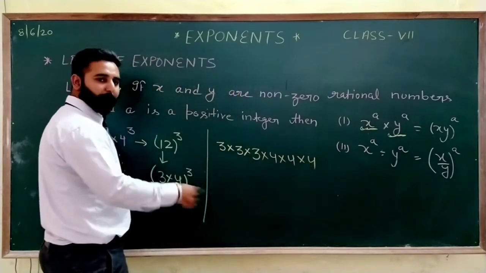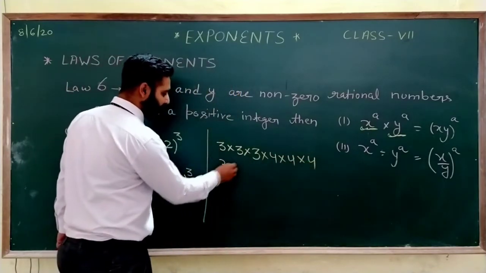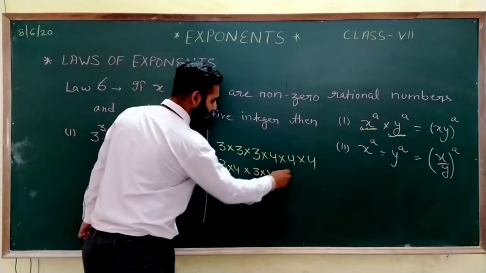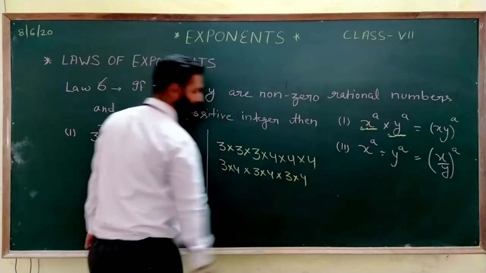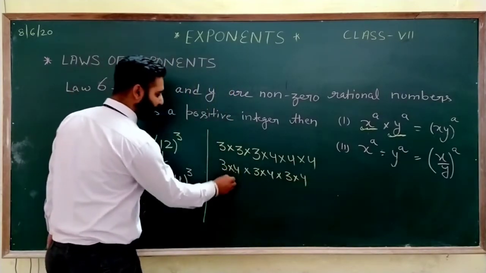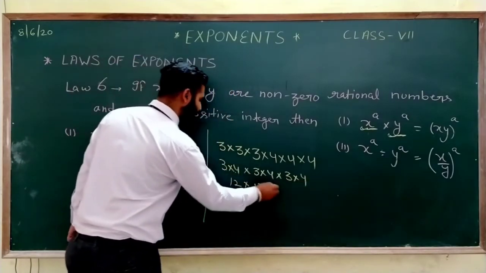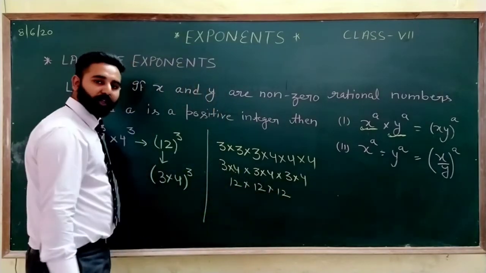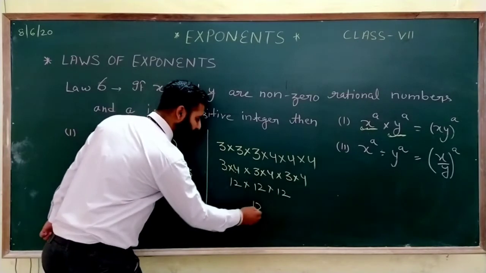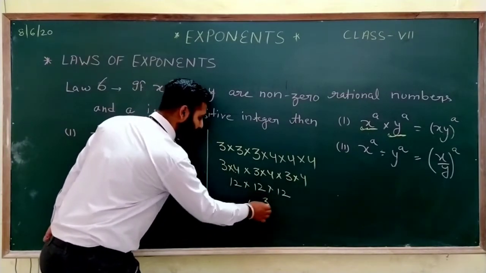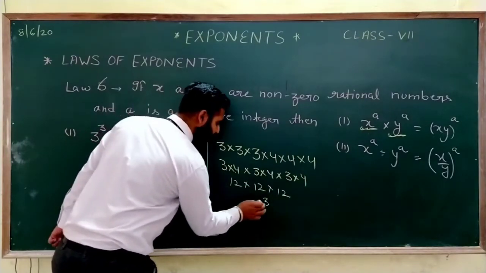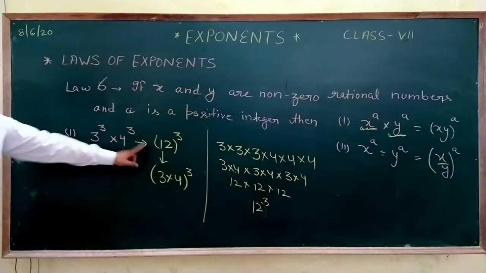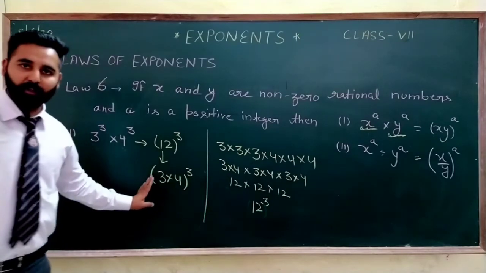Now see, make pairs. 3 into 4 first, 3 into 4 second, 3 into 4 third. See, 3 into 4, 12, 12 and 12. Now if you want to write it in exponential form, you can write it 12 raised to power 3. Fine. So the answer is that only. I hope it is clear to you?